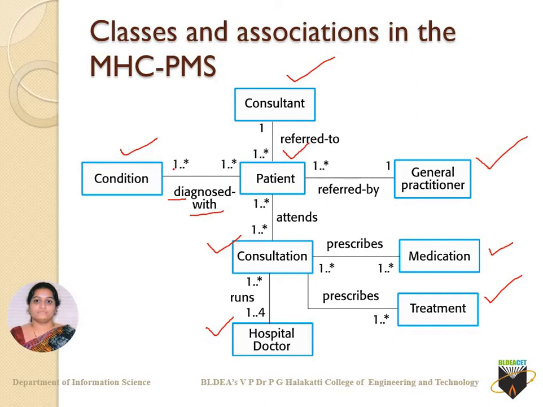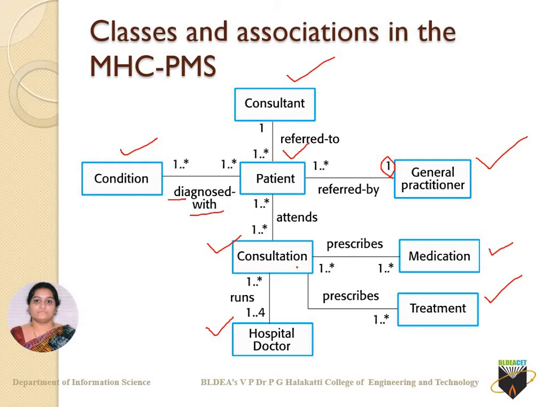Condition says that you can have either one symptom or multiple symptoms. Through this single symptom or multiple symptoms, a single patient or multiple patients have been identified. Consultant: there is a single consultant. That single consultant can refer a single patient or multiple patients. Okay, and the patient is referred by a general practitioner, a single person, which I am considering in my respective application.